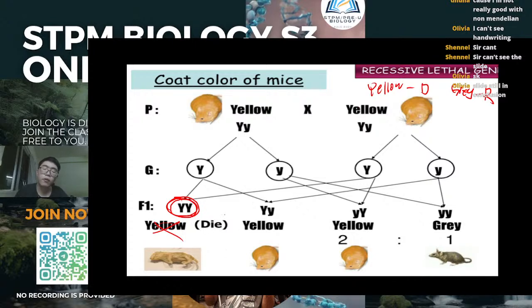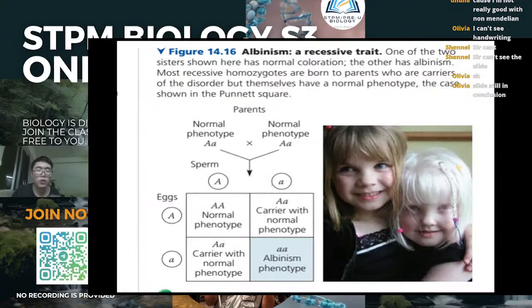So for this part, the ratio will be only 2:1. It will produce yellow and gray. Compared to Mendel, it is 3:1, right? Why 3? Because if there were no death, it should be 3. But now there is death, it already died. So that is why we change to 2:1 only. A lethal gene means there is one phenotype or one genotype that will cause death.